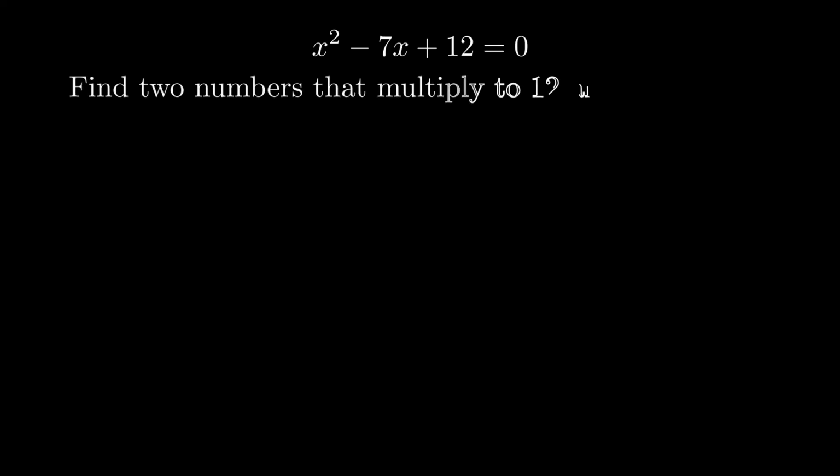Now, let's consider our strategy. We need to find two numbers that multiply to 12 and add to -7. Think about it. What two numbers satisfy these conditions? Here's a hint. Consider two negative numbers.